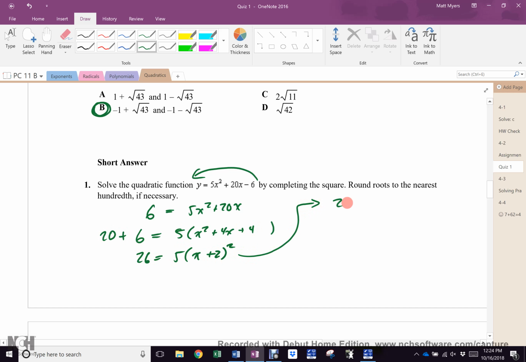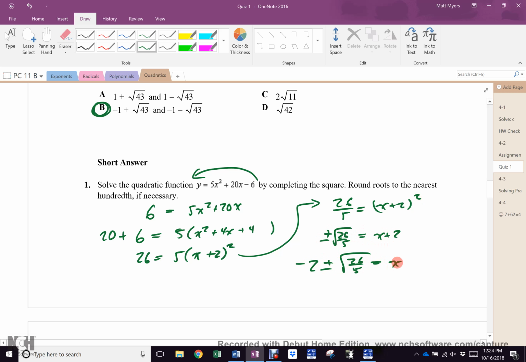So 26 fifths equals x plus 2 squared, right? Square root both sides. x plus 2 equals plus or minus the root of 26 fifths. Negative 2 plus or minus the root of 26 fifths.